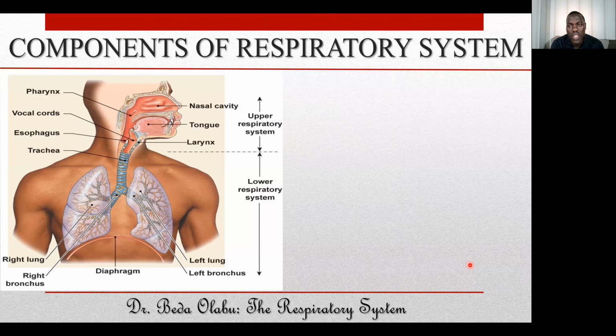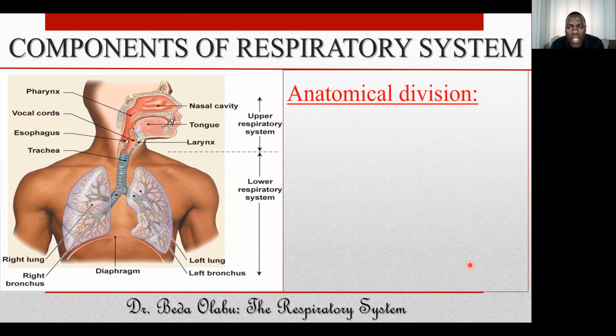What are the components of the respiratory system? We can look at the components of the respiratory system in two ways. We have the anatomical components and the functional components. Or we can look at it this way: we divide the components of the respiratory system both anatomically as well as physiologically.